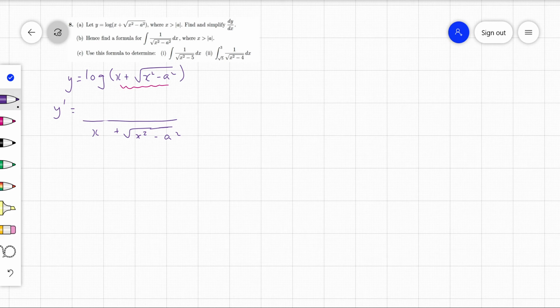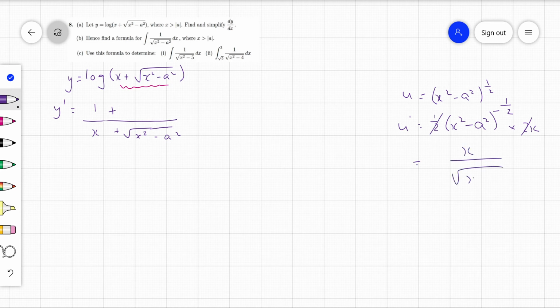Alright, when I differentiate x, I get 1 plus, when I differentiate, now you might want to just do this separately. This part is x squared minus a squared to the power of a half. If I differentiate that with respect to x, it's a chain rule, so I need the outside part times the derivative of the inside part. And you'll see the 2 and the half cancel. So you've got x on the square root of x squared minus a squared. So that part goes here. X on the square root of x squared minus a squared.